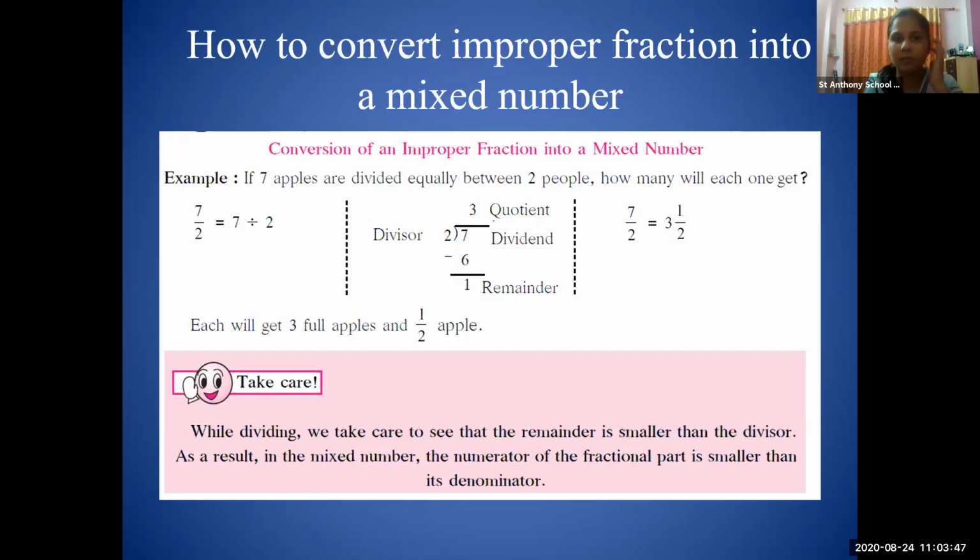Now we are going to learn about the conversion of an improper fraction into a mixed fraction. Okay, so how to convert an improper fraction into a mixed fraction. Now I'm asking you one question, just give me the answer fatafat in the chat box. So 2 upon 5, is this a proper fraction or an improper fraction? Let me know in the chat box. Very simple sum. 2 upon 5.